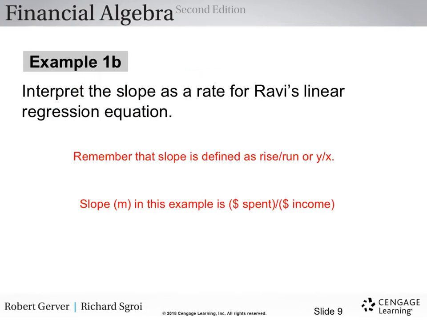So now, using that same information, I want to interpret the slope as a rate for Ravi's linear regression equation. Remember that slope is defined as rise over run, or y over x. So therefore the slope in this example is dollars spent over dollars of income.